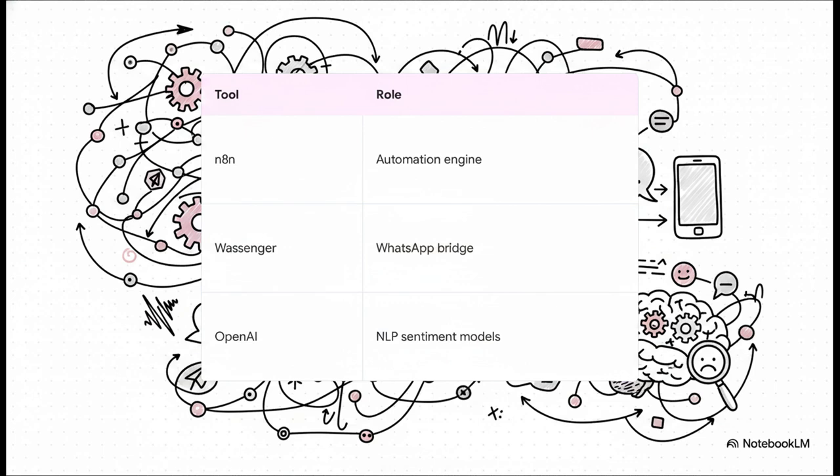Oh, and a quick tip here. Wassenger actually offers a 7-day free trial with no credit card required, which is perfect to just get you started. And finally, we have OpenAI. This serves as the real brain of the operation, providing those heavy-hitting natural language processing sentiment models.